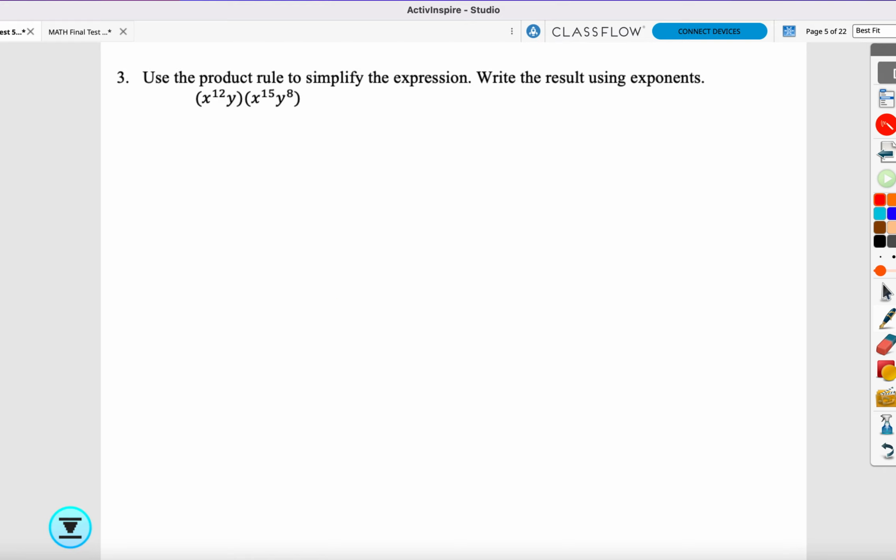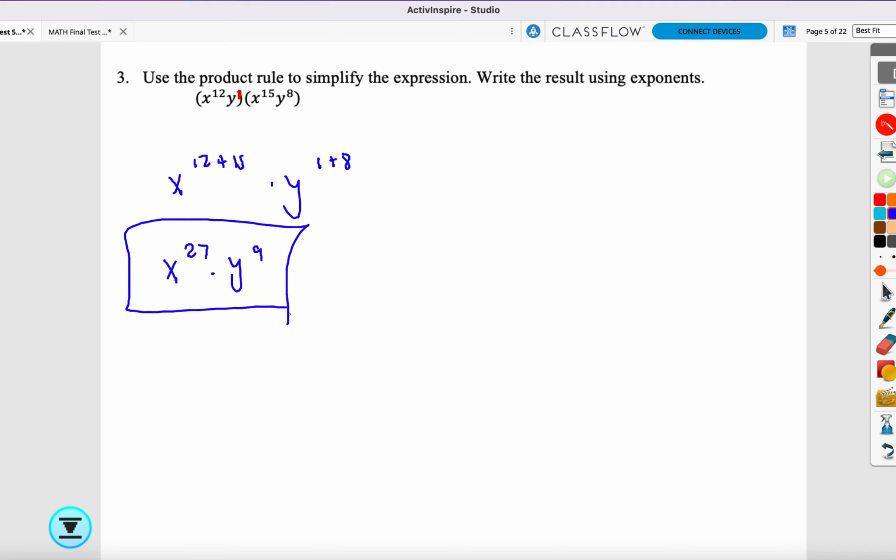Number 3, use the product rule to simplify the expression. Write the result using exponents. So we're multiplying this. This y has an invisible 1 that you don't see. There are two product rules we're going to apply. We have the x's: x to the 12 plus 15, and y to the 1 plus 8, because the 1 and 8 are different exponents. So then we have x to the 27 times y to the 9th. And there you go, that's the answer. You just add the exponents, keep the alphabetical order, x and y, and we're done.